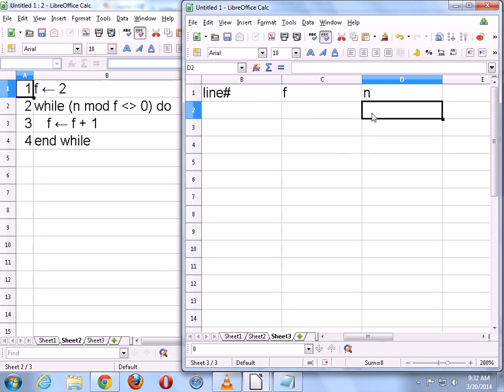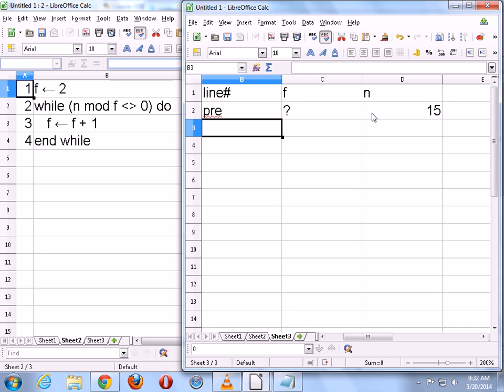In other words, the purpose of this algorithm is not to determine the value of n. We start with a value in n first. Our purpose is to find a prime factor for that particular n. So let's go ahead and find something, let's say 15 here. And f is unknown to begin with as our precondition.